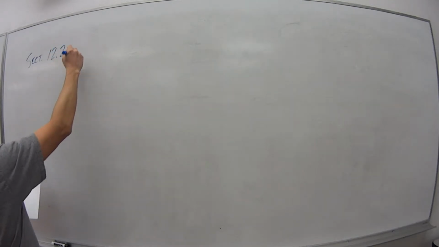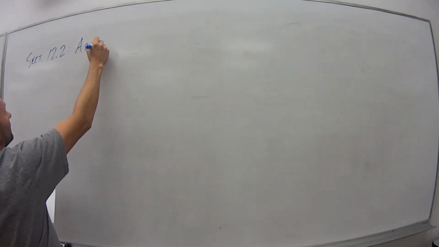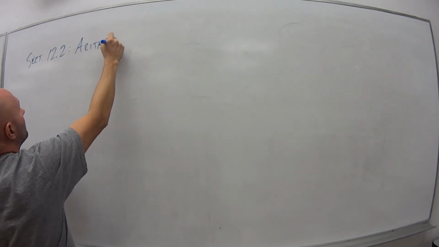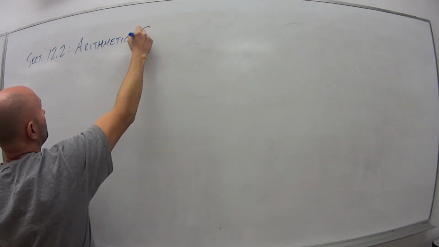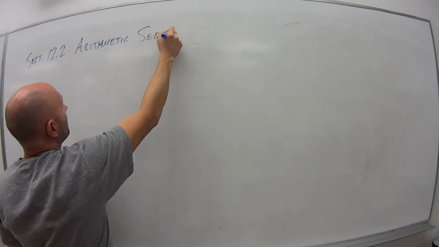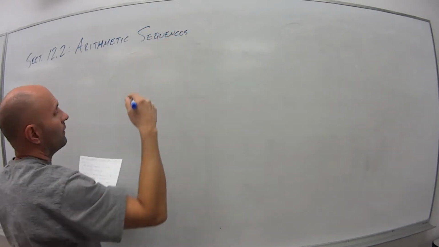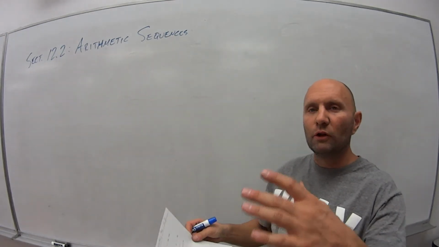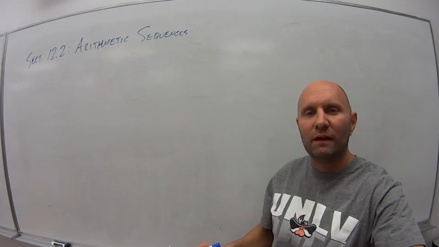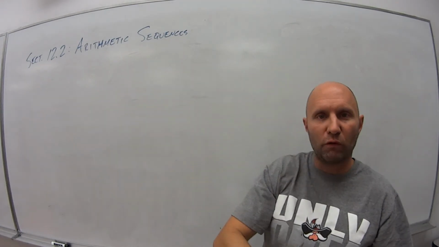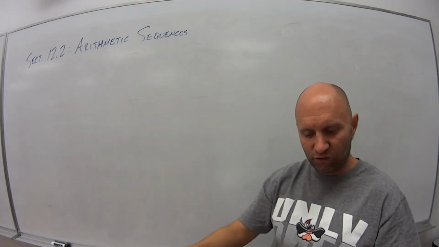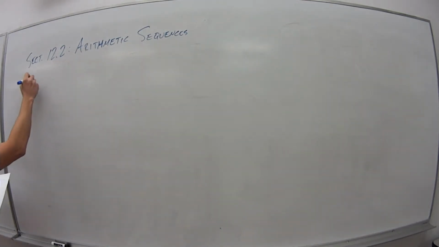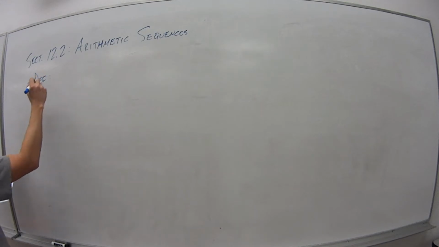In section 12.2, we're going to be looking at what's known as arithmetic sequences. Arithmetic meaning addition. So we're looking at sequences that all have this sort of addition feature. As we go from one term to the next, we're adding a constant value to it. So the formal definition says the following.